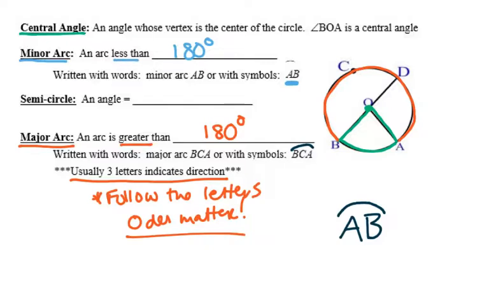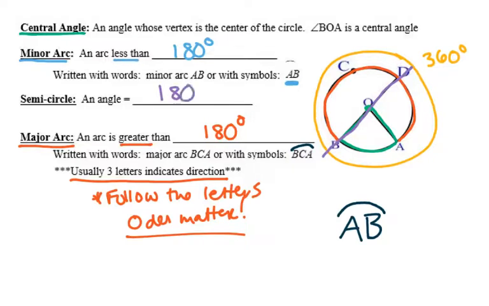Now, a couple of other quick things before we move on here is to remember that the entire circle is equal to 360 degrees. A circle is made up of 360 degrees. So a semicircle, or if we wanted to represent half of that circle, a semicircle or half of the circle has an angle that's equal to 180 degrees.